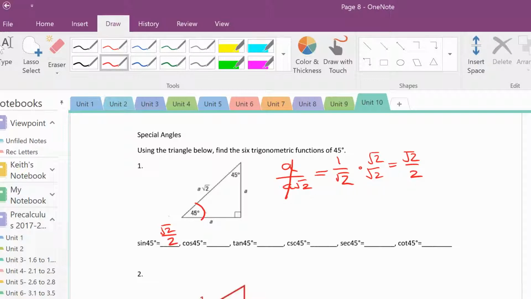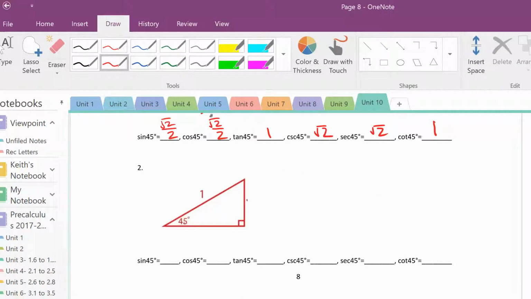Cosine 45, you go adjacent over hypotenuse, which is the same. It's a over a rad 2. So it's also rad 2 over 2. And it makes sense because the adjacent and opposite are the same in a 45-45-90. So tangent, opposite over adjacent, a over a is just 1. Now for the cosecant, if you go hypotenuse over opposite, you're going a rad 2 over a. So you just get rad 2. Same with the secant, because you go hypotenuse over adjacent. And then the cotangent, it's still a over a, so it's still 1.